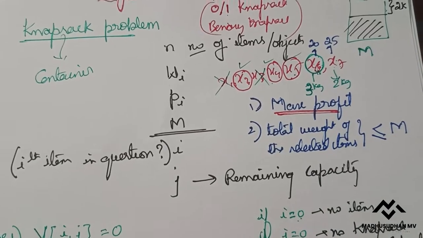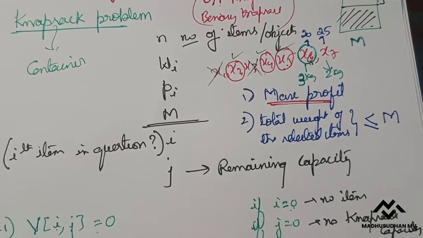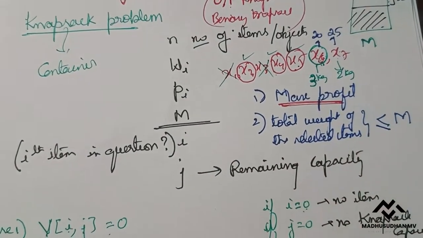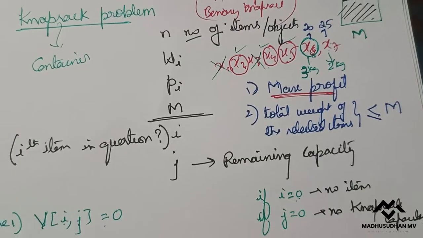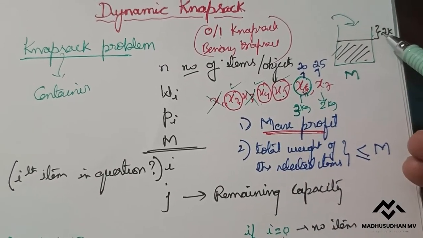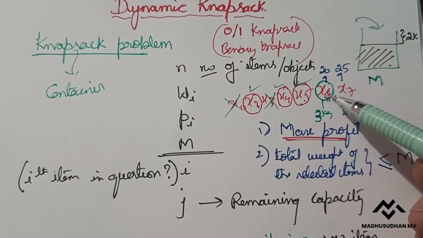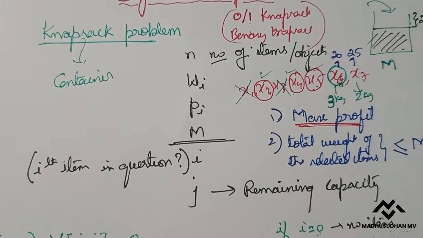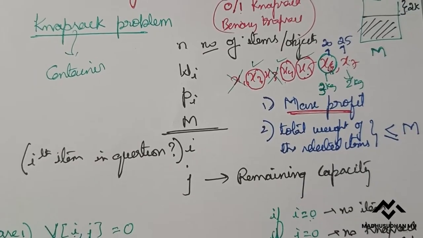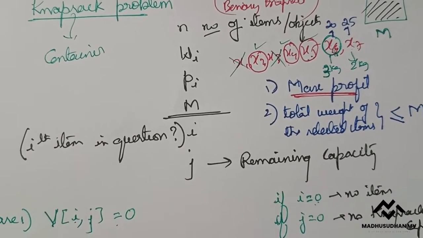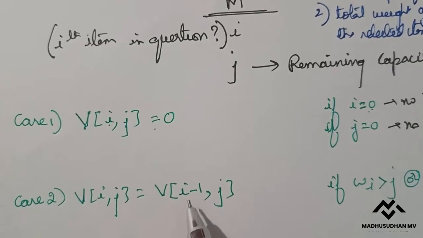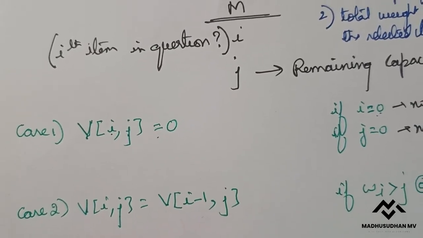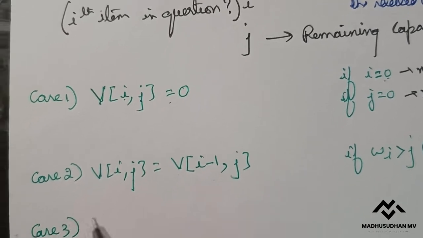In which case, if the weight of this object is greater than the remaining capacity, or I can say the remaining capacity, 2 kg, is less than the weight of this object, so remaining capacity J is less than the weight of the object. In both these cases, I have to leave that object, I minus 1, but the remaining capacity remains the same. This is case 2. Now last one, case 3.